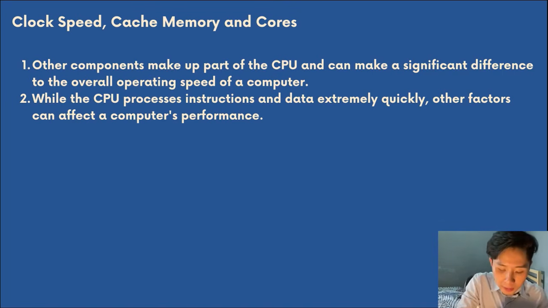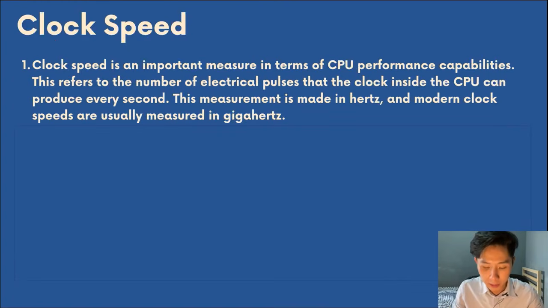We are going to look into 3 factors. The first one is the clock speed, then the cache memory, and also the cores. Alright, so let's look at the clock speed. Clock speed is an important measure of CPU performance capability.